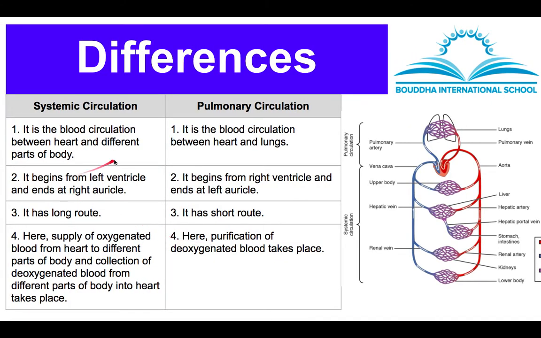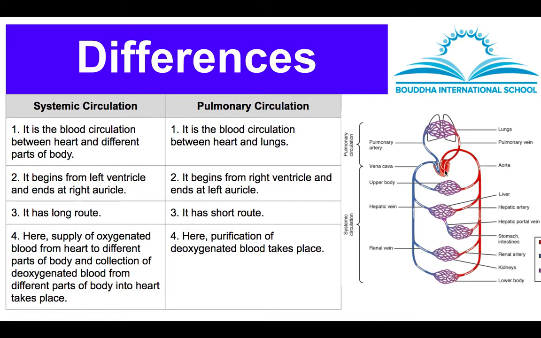Now the difference, we just discussed. Systemic circulation means it is the circulation between what? Heart and different parts of the body. So that is what we have written. And pulmonary circulation means it is the circulation between heart and lungs only. And systemic circulation begins from left ventricle. From here it will begin and end at right auricle, whereas pulmonary circulation begins from right ventricle, just opposite.